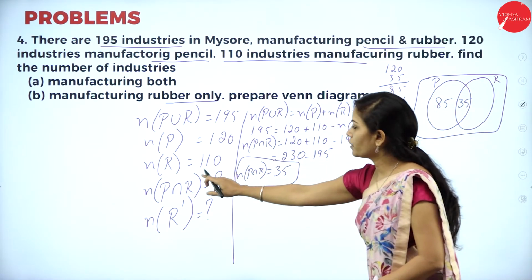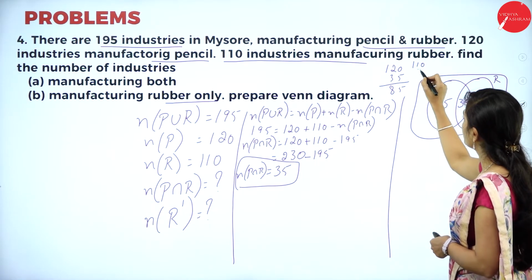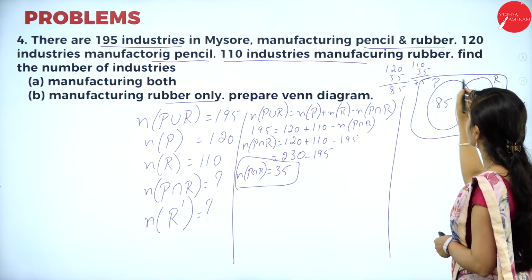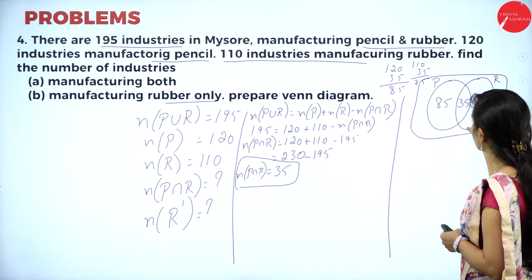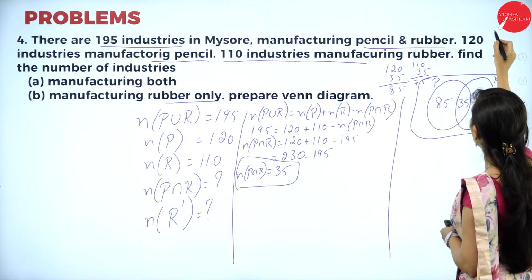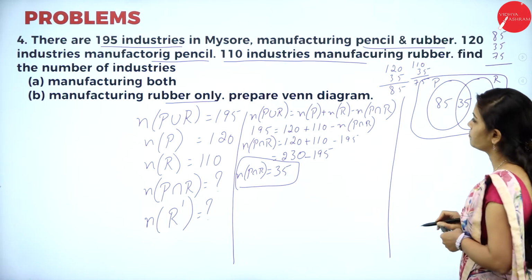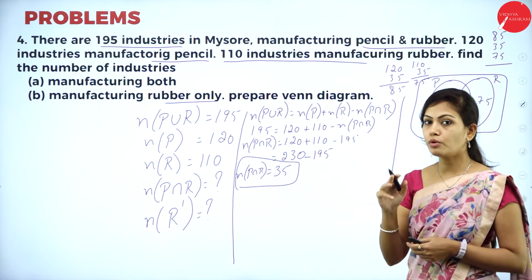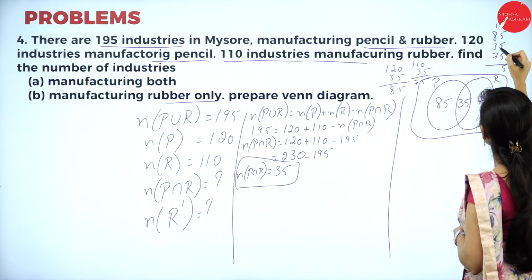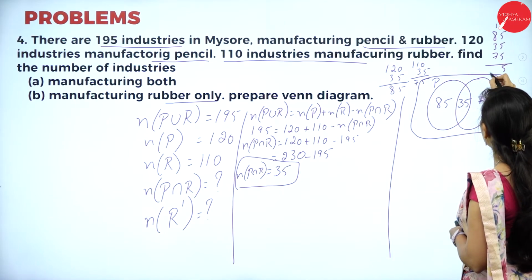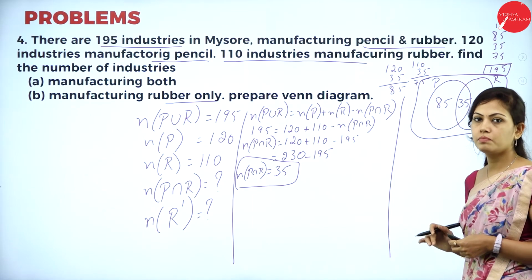And what is N of R? N of R is equal to 110. 110 minus 35 is equal to 75. So R only is equal to 75. So now you can cross check this. 85 plus 35 plus 75. So how many industries are there? Total 195 industries are there. So totally we got 195 industries. So your diagram is clear.